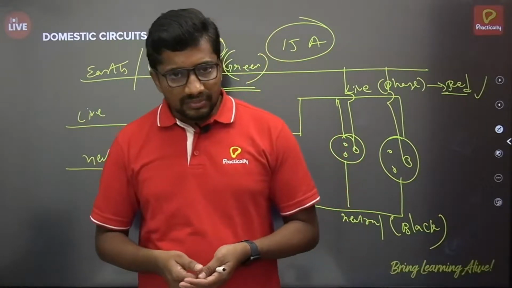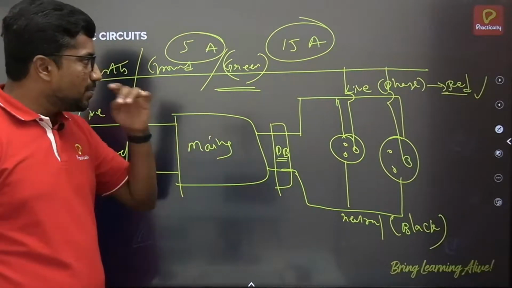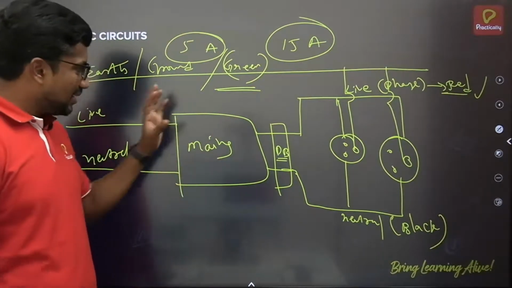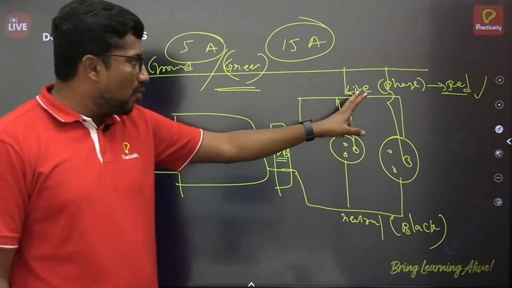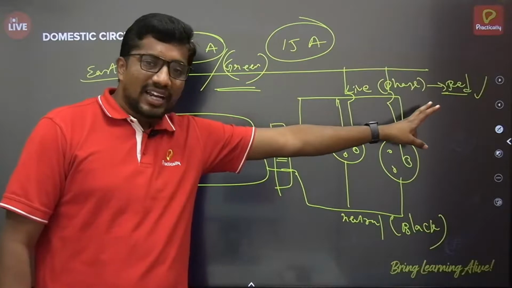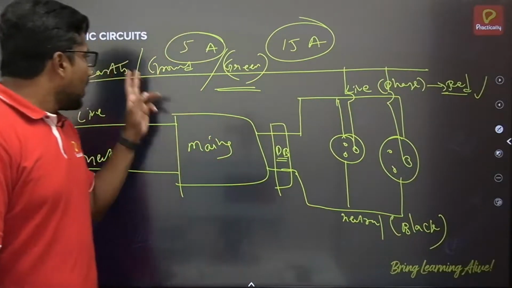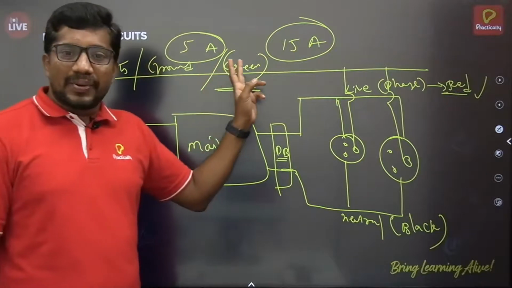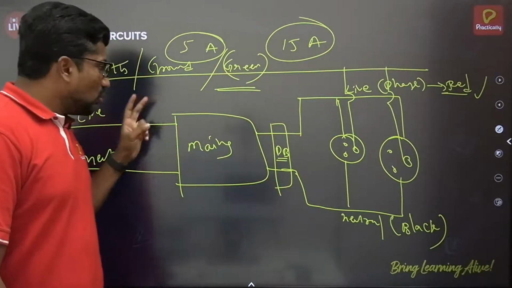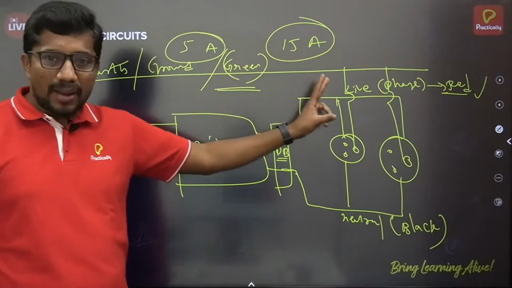So this is about the domestic circuit, children. In this you mainly have to remember this diagram, as well as the live wire, which you can also call the phase wire, represented in red color. The neutral wire is represented in black color. The ground wire or earth wire is represented in green color. The two power circuits in our domestic circuits are the 5 ampere and 15 ampere circuits.